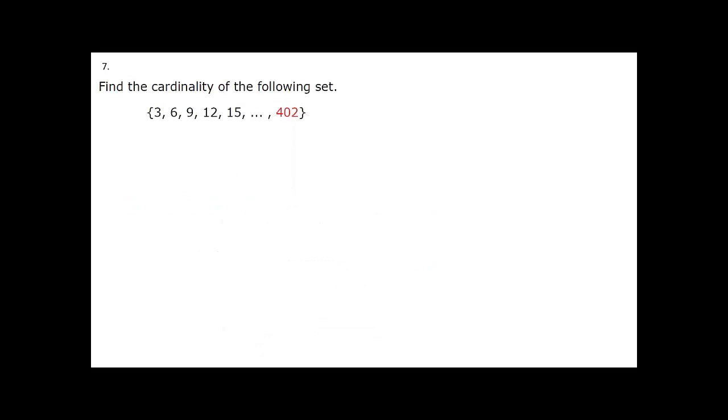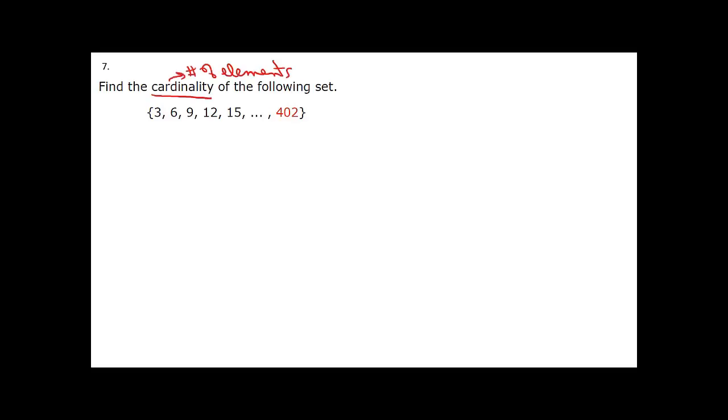Number 7, find the cardinality of the following set. The set containing 3, 6, 9, 12, 15, all the way up to 402. Now this problem requires a little bit of background, and if you remember from our classroom discussion, you probably don't need this background, but in case you don't remember, let me provide it.